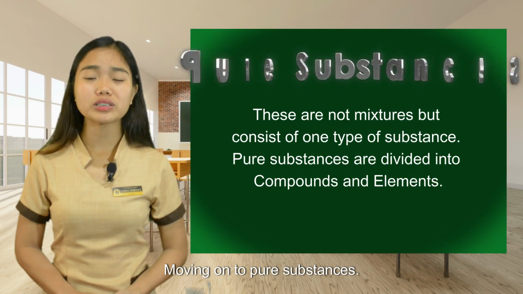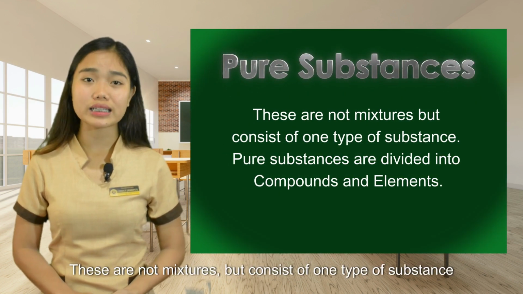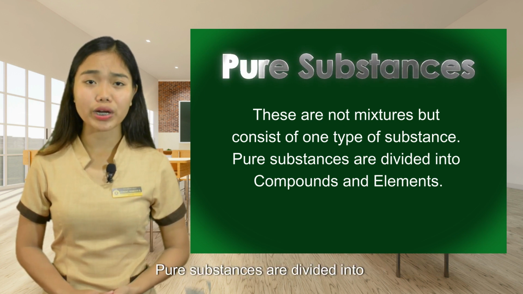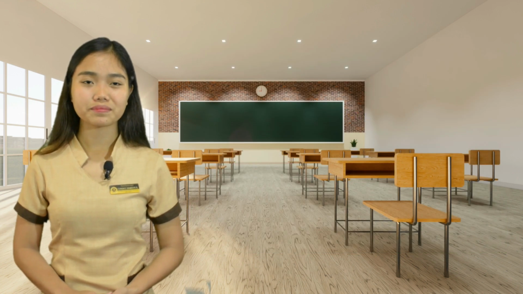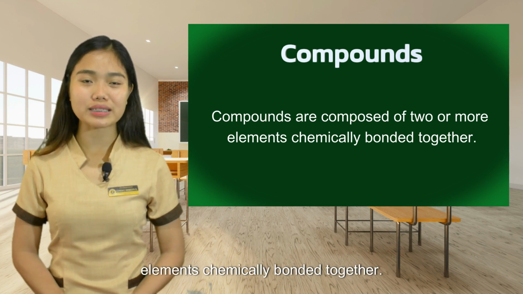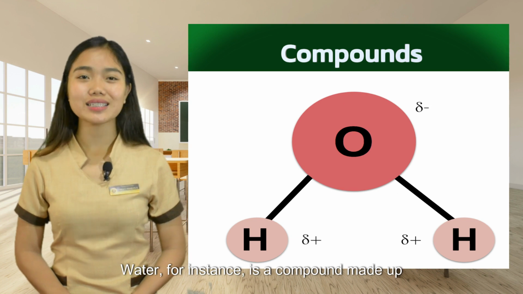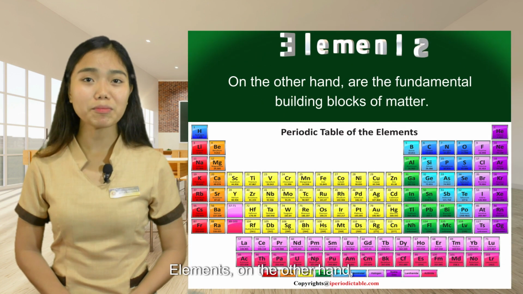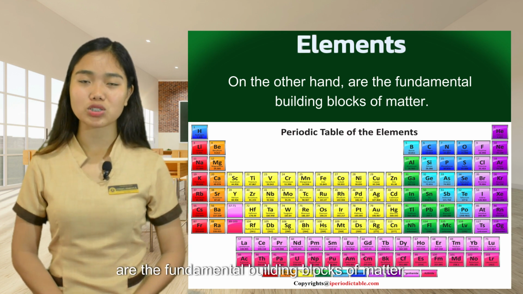Moving on to pure substances, these are not mixtures but consist of one type of substance. Pure substances are divided into compounds and elements. Compounds are composed of two or more elements chemically bonded together. Water, for instance, is a compound made up of hydrogen and oxygen. Elements, on the other hand, are the fundamental building blocks of matter.